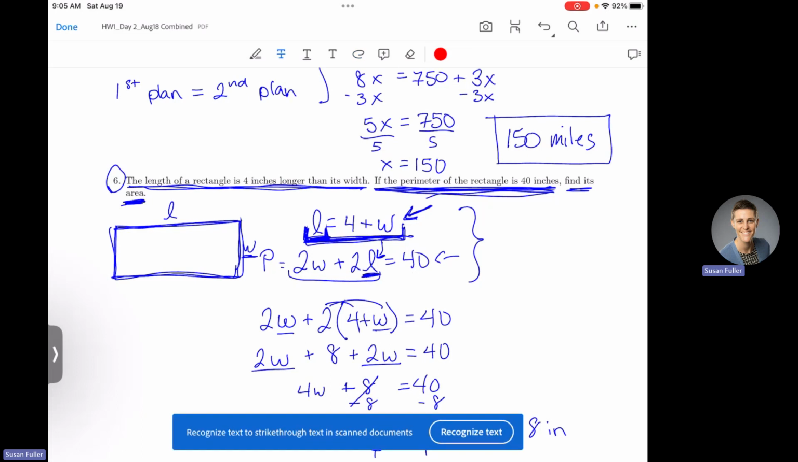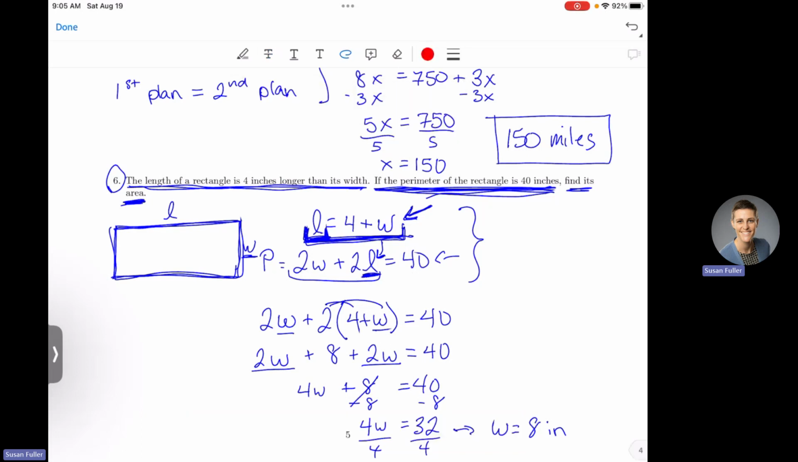Well, to answer this question, we have to compute the area. The area of a rectangle is length times width. So in order to answer the question, I need to know what the length is and what the width is. Well, I know the width is 8 inches. So my area is going to be whatever the length is times 8. But how do I know what L is? Oh, yeah, up here, I knew that the length was 4 inches longer than the width.